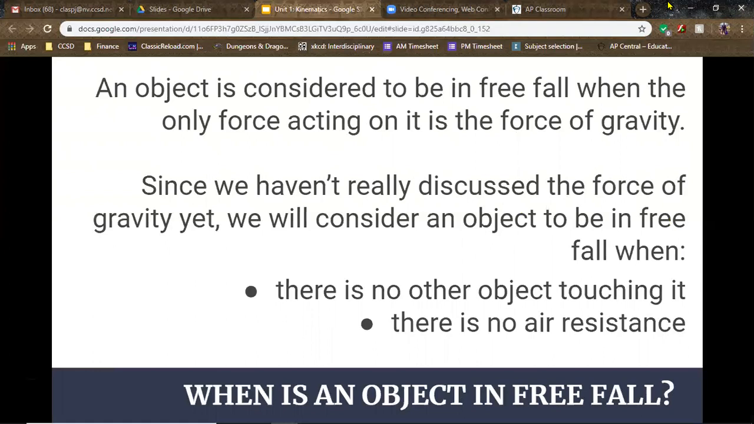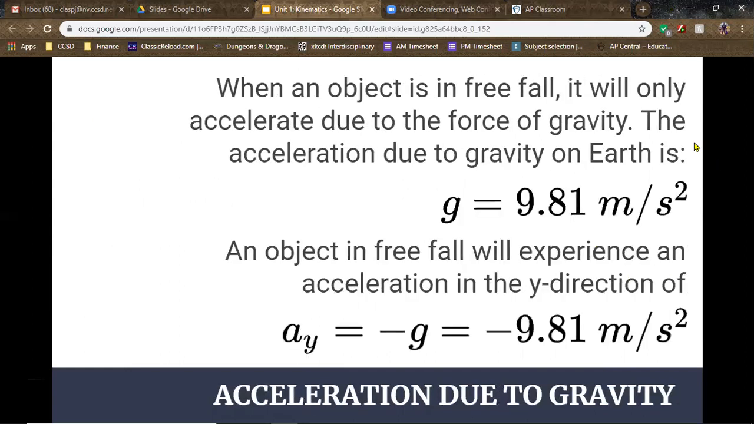So when we first started talking about that, we hadn't talked about forces. So what we said to look for was that there's no other objects touching it and there's no air resistance. We've talked about forces now, so you should be able to use this first definition. It's more accurate. An object is in free fall when there are no forces acting on it except for gravity. That includes air resistance. If air resistance is acting on an object, then we can't really say that it's in free fall. We want no air resistance, no friction, nothing, only the force of gravity acting on it. Then we can say the object is in free fall.